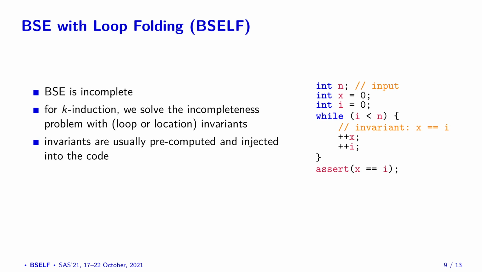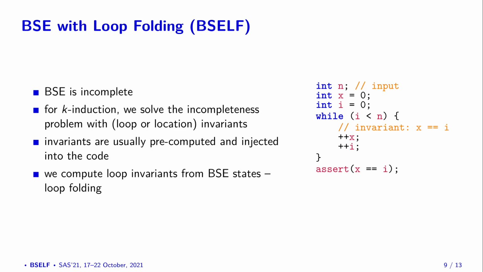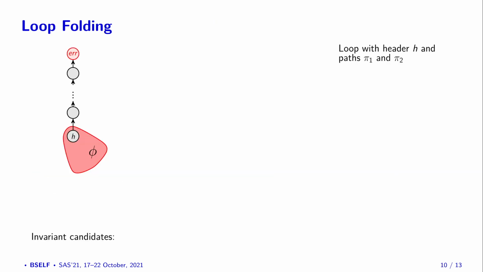We extended backward symbolic execution with a technique called loop folding that also infers invariants, but it infers the invariants directly from backward symbolic execution states during the execution. To briefly sketch how loop folding works, assume that we have a loop with the header h that has two paths pi1 and pi2, and backward symbolic execution finds a feasible path from h to the error location. The backward symbolic execution states give us this red set of states phi that make the program reach the error.